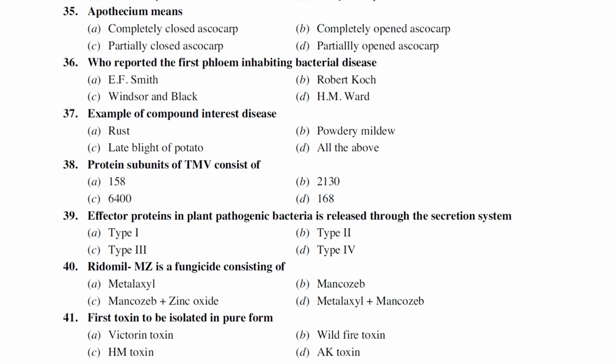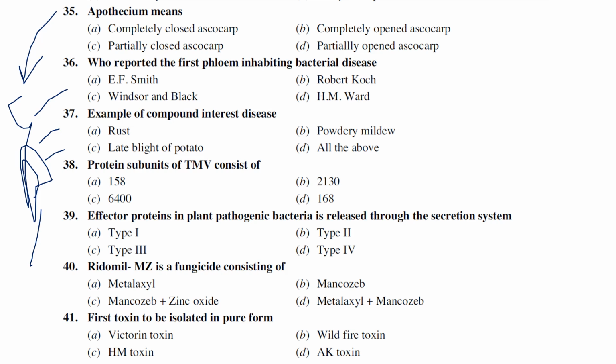Apothecium means, so there are four kinds of sexual fruiting bodies: Cleistothecium, Apothecium, Perithecium, and naked asci. Cleistothecium means completely closed ascocarp. Apothecium means completely opened ascocarp. Perithecium means partially opened ascocarp. Naked asci means no ascocarp. Generally, naked asci can be observed in a peach leaf disease called Taphrina deformans.